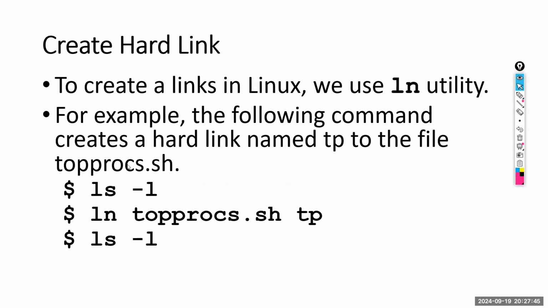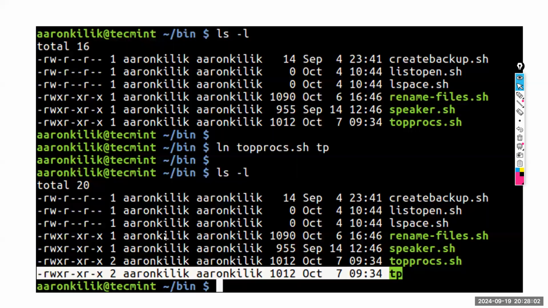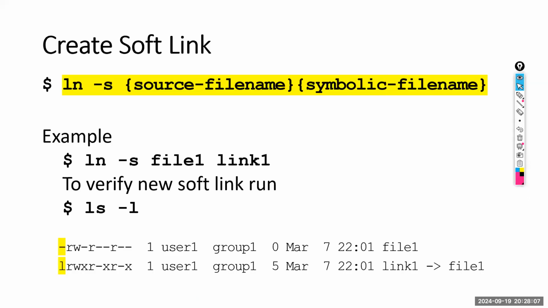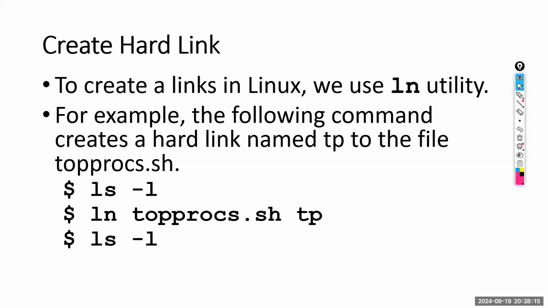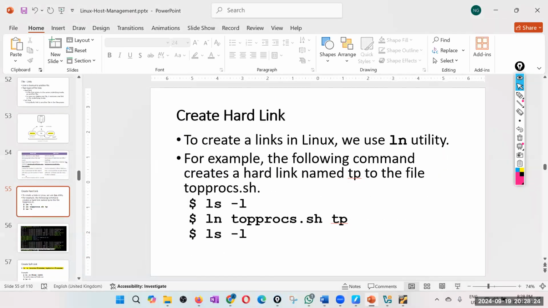Right. So this is how you create a hard link. You use ln, then the file name, and then the link name. Okay, hard link. Then when you type -l, you will see the link. And if you want to create a soft link, use -s also. Okay, -s. So let's create a hard link and soft link. ln, okay? ln.